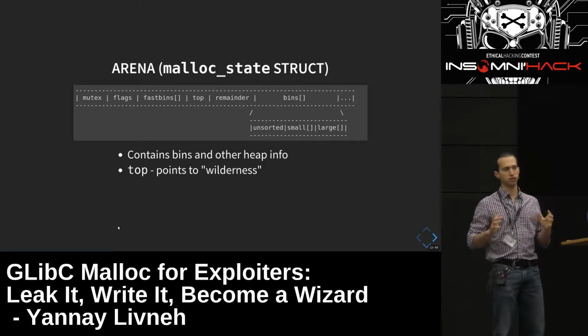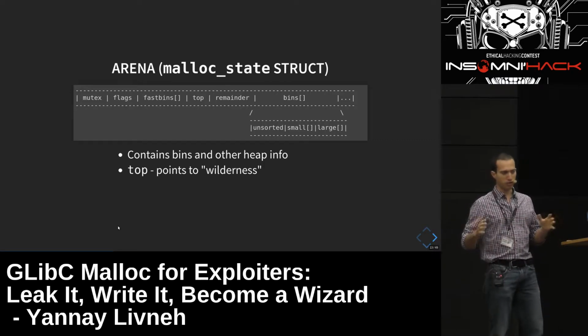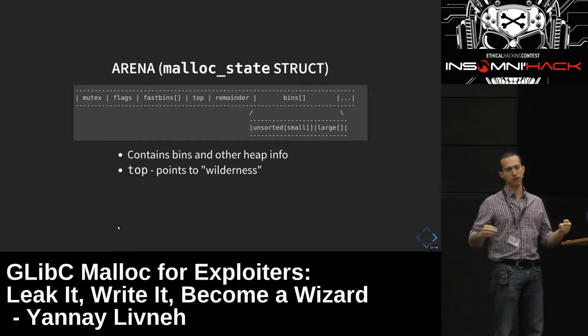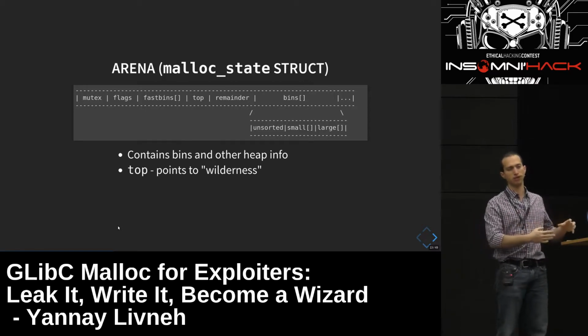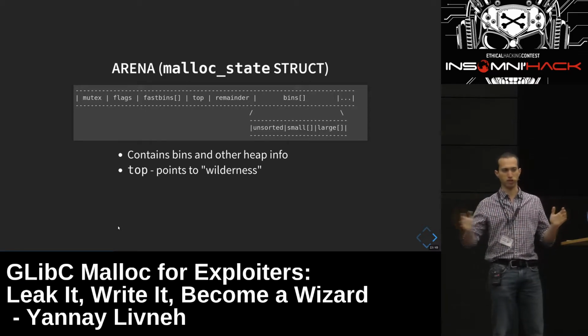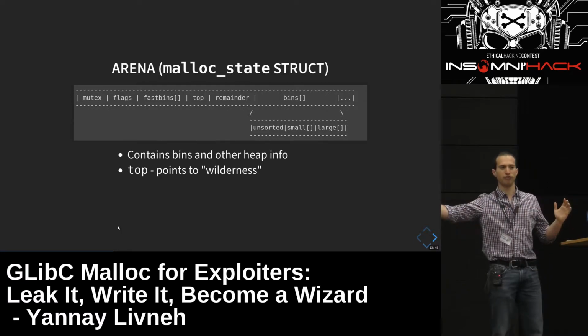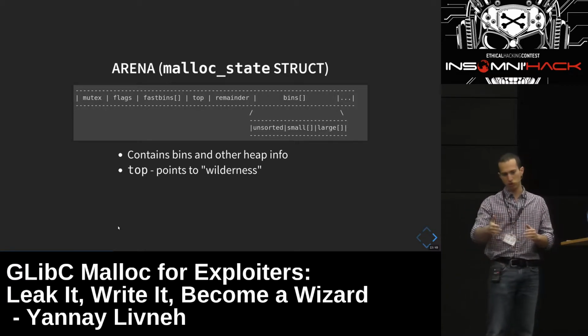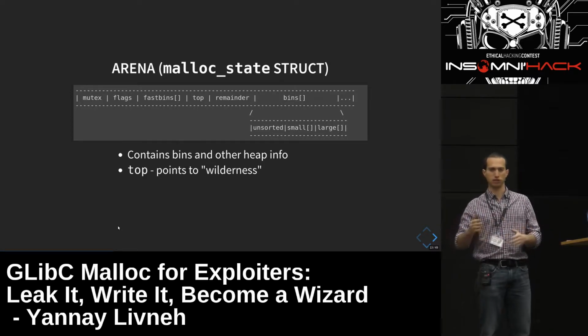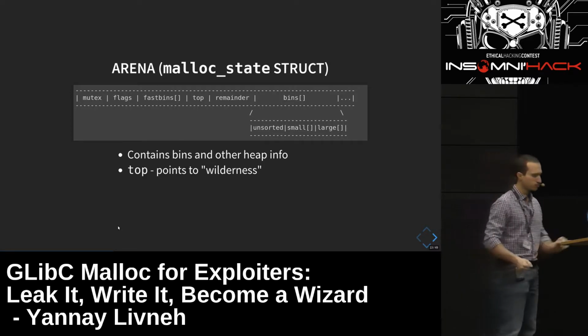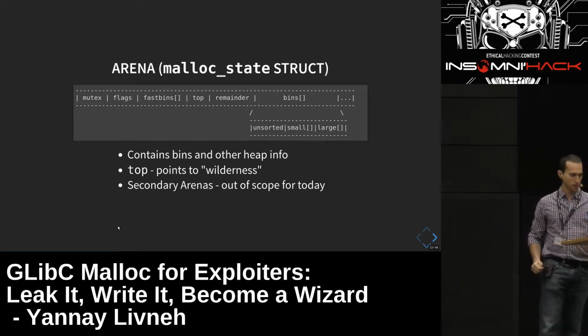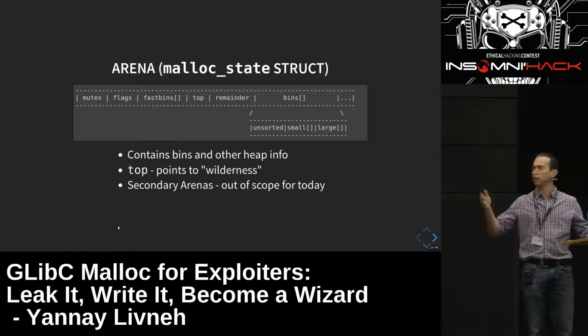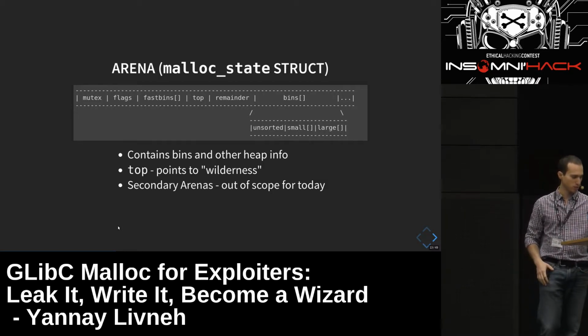The heap starts with no chunks in it. The heap mapping itself, before it's fragmented into chunks, starts as wilderness, just this whole area of empty memory, waiting to be split into chunks. And the top points to this area, to the point that was not split yet, that is still waiting to be fragmented into chunks. There are also secondary arenas. It's a list of arenas, but it's not in my scope today.